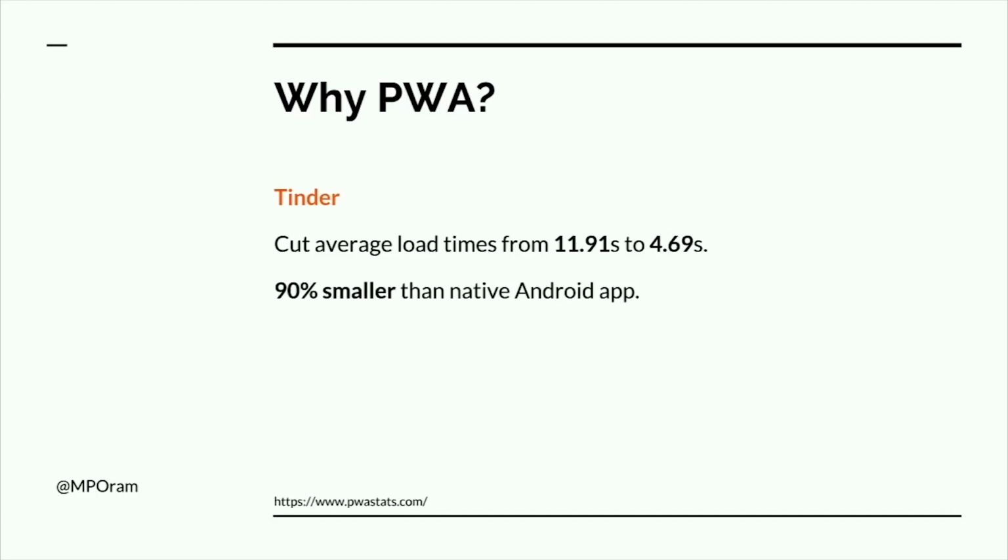So why do we want this? Why is PWA a good thing? Let's have a look at some case studies. Tinder were one of the first big applications to do this. They obviously have quite a popular mobile app. When they turned their web version into a PWA, they actually cut their load times from 11.91 seconds on their native app down to 4.69 seconds, which is a reasonable increase in speed. Their PWA is actually 90% smaller than the native Android application.